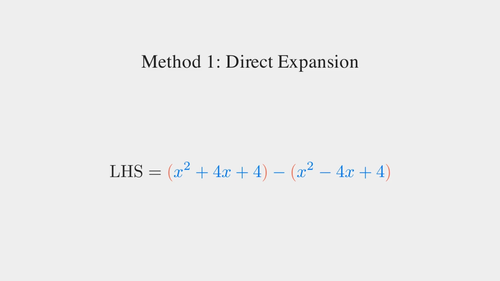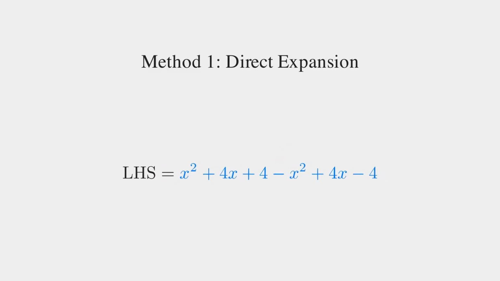Now be careful here. A common mistake is forgetting that you are subtracting the entire second bracket. So we must distribute the negative sign. Without using brackets here, your answer will definitely be incorrect. So we must distribute the negative sign to each term inside the second parenthesis. This gives us x squared plus 4x plus 4 minus x squared plus 4x minus 4.